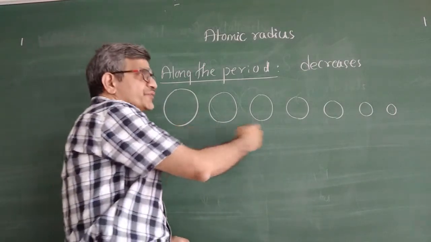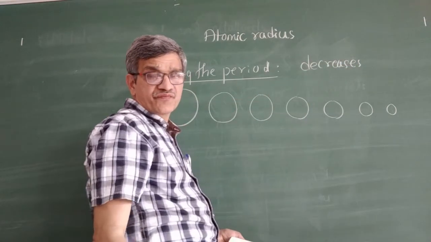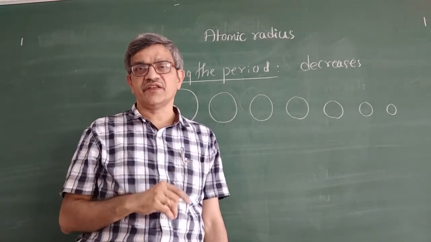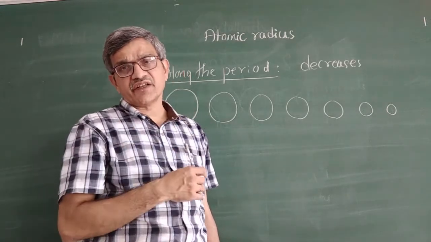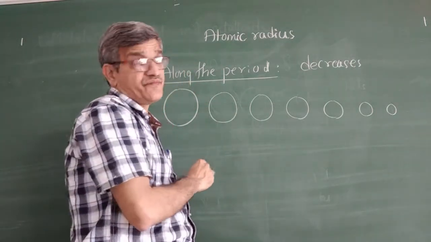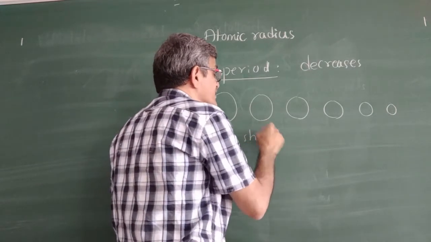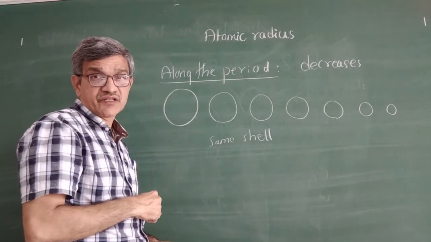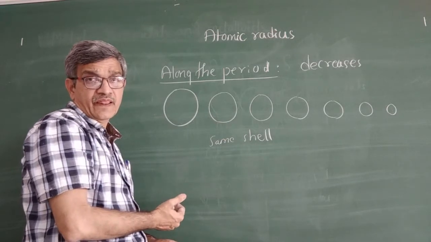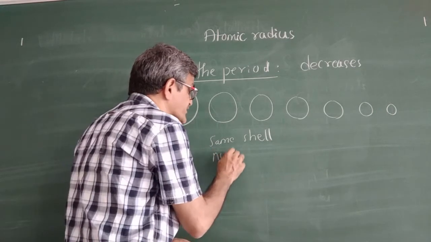As we move along the period, the atomic number keeps increasing. Atomic number increasing means electrons increase. So electrons are increasing, but the electrons are entering into the same shell. Since they enter the same shell, the size will not increase. And also one more very important reason is the nuclear charge.